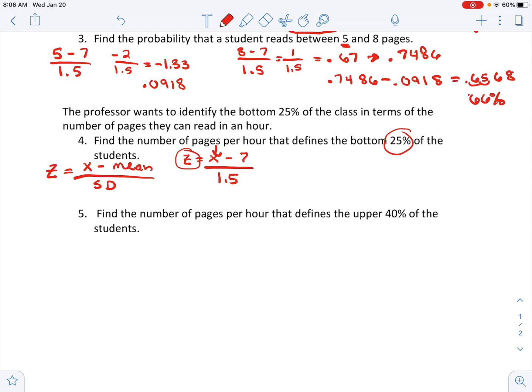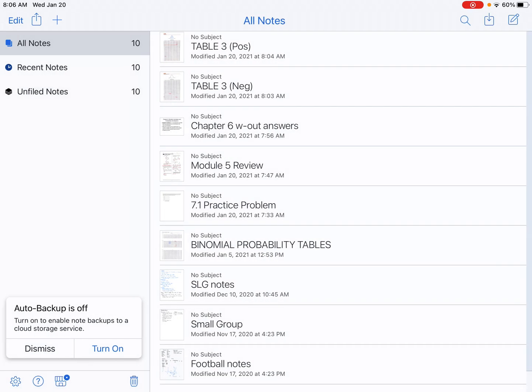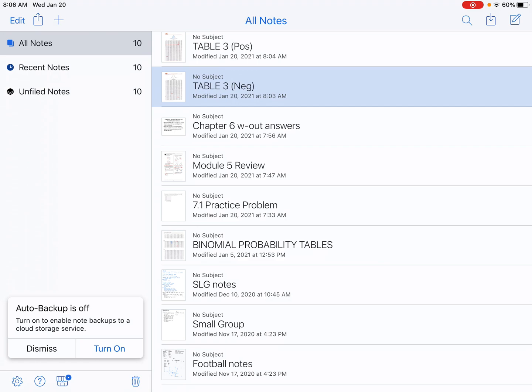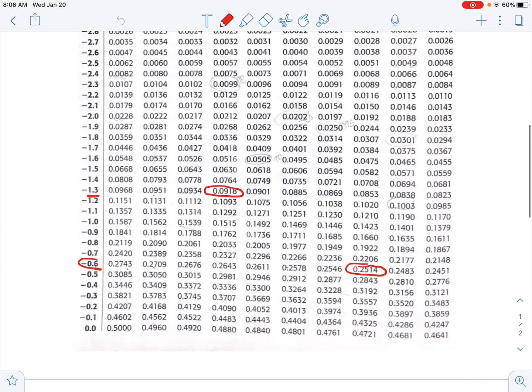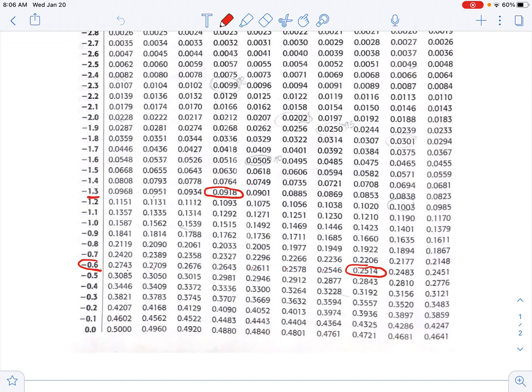So first of all, we're going to go to the chart, and we're going to look for 25%. We want the bottom 25%, so we're going to look at our negative values. Positive values will give us the top. And now I'm looking for 25%. If I look at these values, out here, this is like 20.3%. This would be like 20%. What we want to do is get as close to 25% as we can.